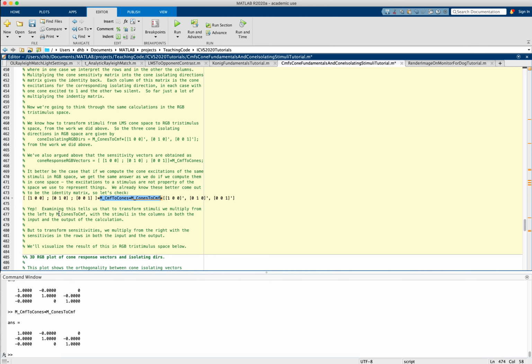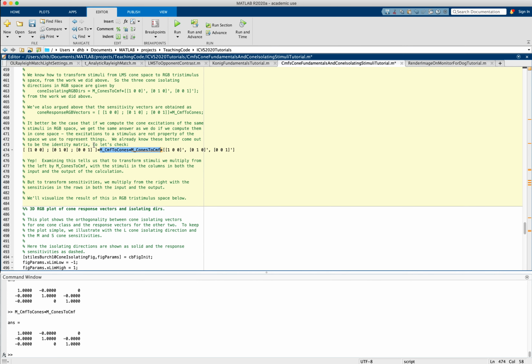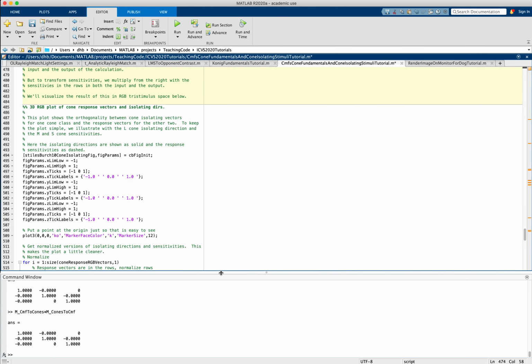And examining this really tells us that to transform stimuli from one space to another, if we have a matrix that goes in one direction for the stimuli, we multiply from the left by, in this case, M cones to CMF to move from cone space to RGB tristimulus space. That if we want to transform the sensitivities, we take the inverse of this matrix and we multiply from the right into the sensitivities, which are in the rows of this matrix. So that just tells us how we can transform both stimuli and sensitivity vectors in a way that everything works out the way it should. Let's try to visualize this a little bit in 3D and just understand it a little better.